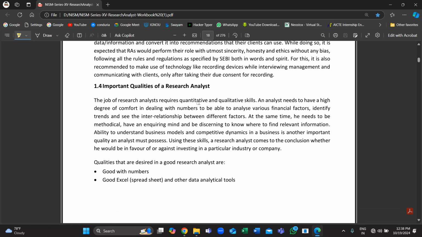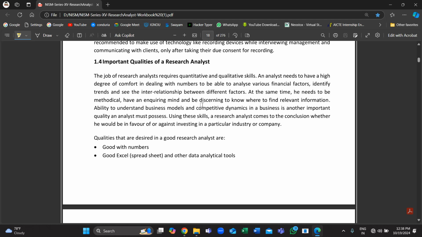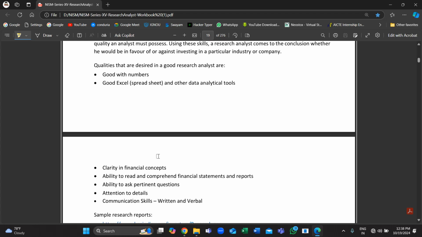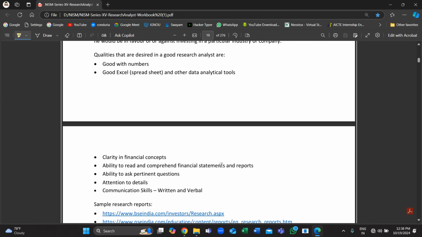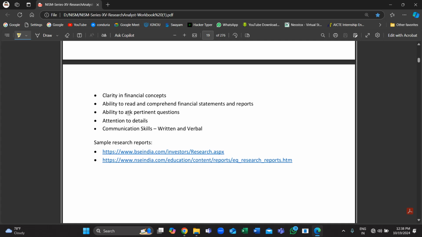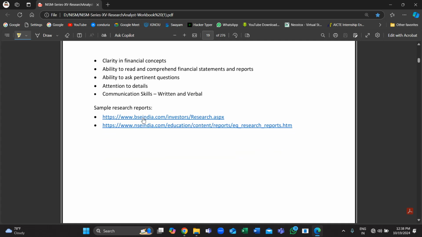Important qualities of a research analyst. They should be comfortable with doing quantitative and qualitative analysis. So they should be good with numbers, good with Excel and data analytical tools, have clarity in financial concepts, ability to read comprehensive financial statements and reports, ability to ask pertinent questions, attention to detail, and communication skills. They should have all this well. You can find sample research reports on this website.